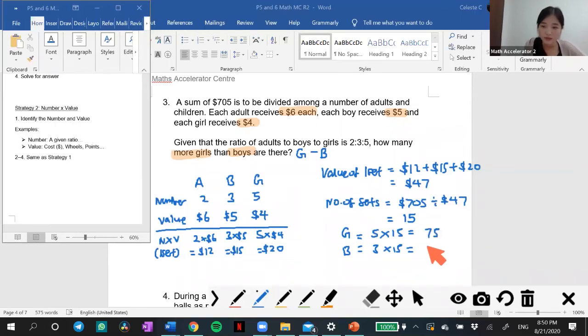Okay, so the girls, you have 75. And then the boys, you have 45. So the difference is what they want. So don't stop there. Make sure you find the difference. So 30, that's how you get the answer. Right, so the first few steps is always quite standard. So you must make sure you can grab hold of all those marks first. Right, and then the final answer, read the question again. Make sure you know what they're asking you for before you try and get the answer at the end.